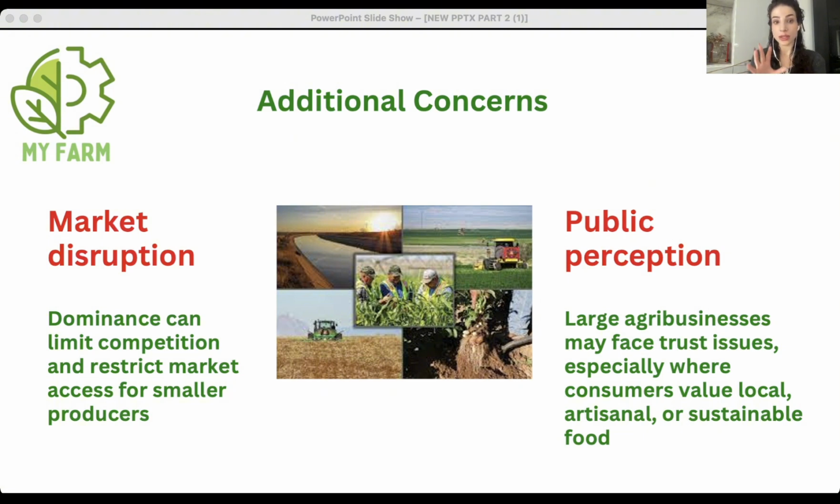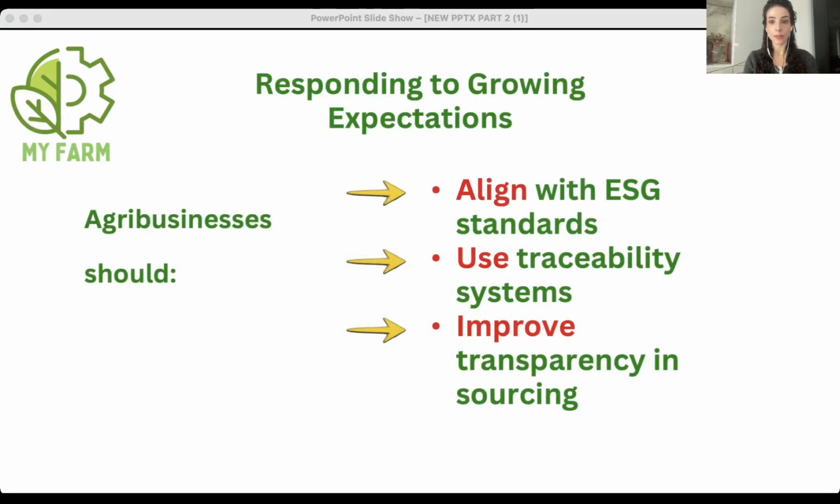Another criticism is associated with public perception. So in some countries, large agribusinesses face reputational challenges, particularly where consumer trust is linked to local artisanal or sustainable food. For these reasons, many large-scale operators are under increasing pressure to align with environmental, social, and governance, so ESG standards, adopt traceability systems, and improve transparency in terms of sourcing.